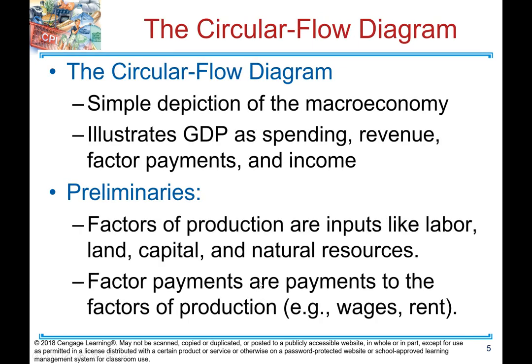Let's revisit the circular flow diagram that we saw in the earlier chapters. It's a simple depiction of the macroeconomy. It illustrates GDP as spending, revenue, factor payments, and income. Preliminaries here: factors of production are inputs like labor, land, capital, and natural resources. Those are the means of production. Factor payments are payments to the factors of production, e.g., wages and rent.